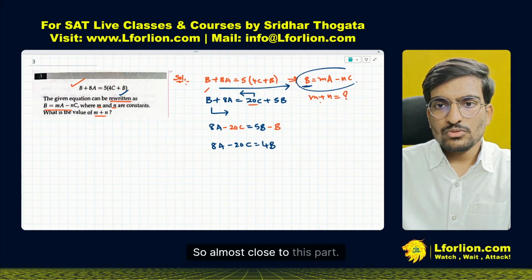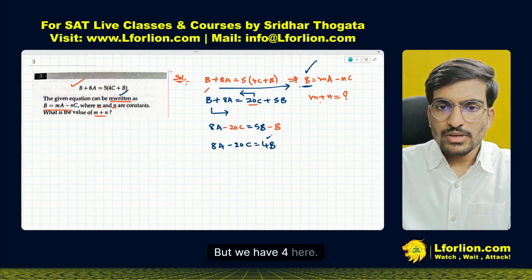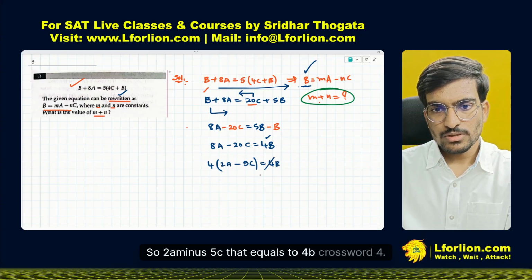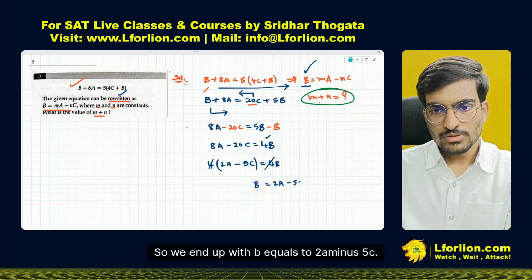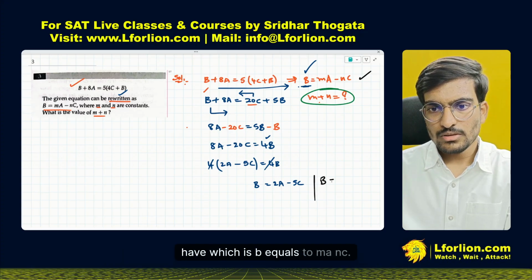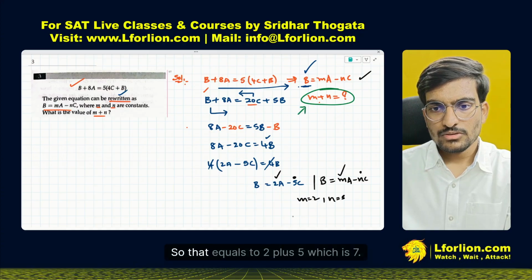So almost close to this part, but it is not. Here only b is there, but we have 4, so taking 4 common, 2a minus 5c equals 4b. Cross out 4. So we end up with b equals 2a minus 5c. So it's exactly matching the equation we have, which is b equals ma minus nc. So m equals 2, n equals 5. But we need m plus n, so that equals 2 plus 5, which is 7.